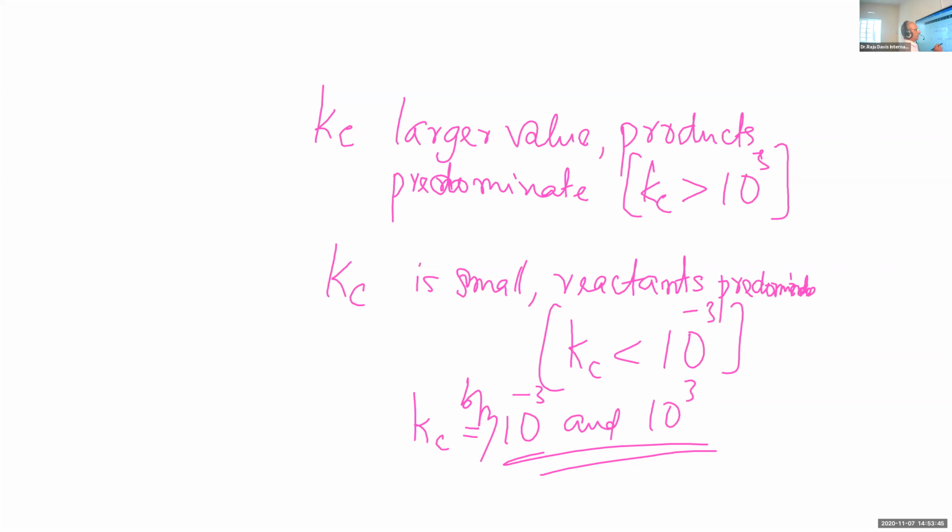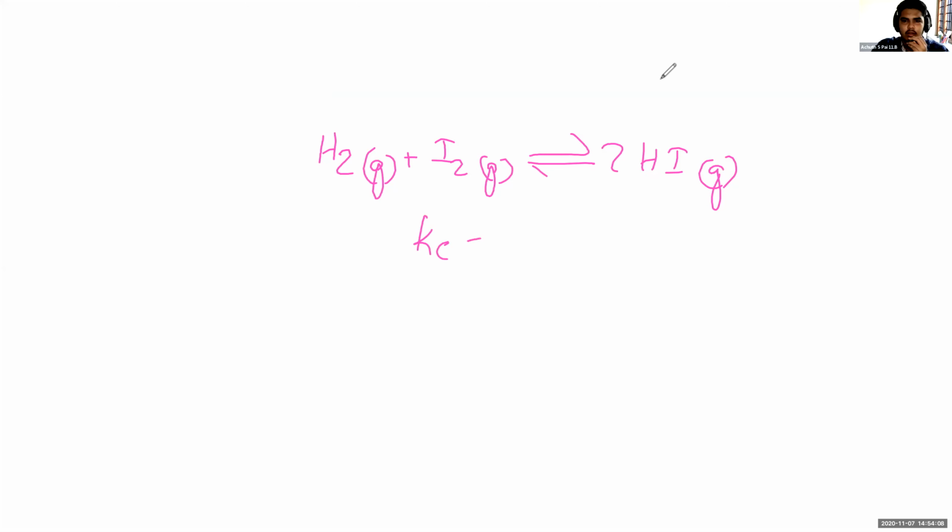So for example, take the reaction between hydrogen and iodine giving HI, H2(g) plus I2(g), reversibly giving 2HI(g). Take this gas phase reaction. Here the Kc value is found to be 57 at 700 Kelvin. The temperature is 700 Kelvin.